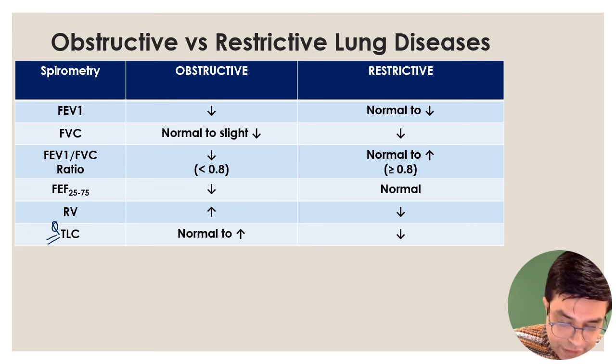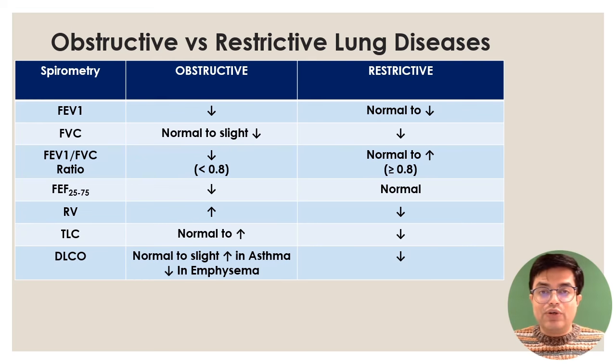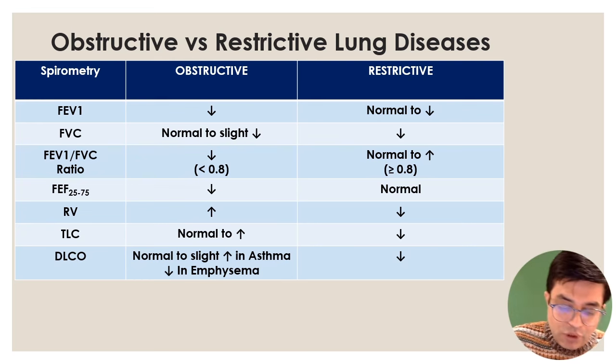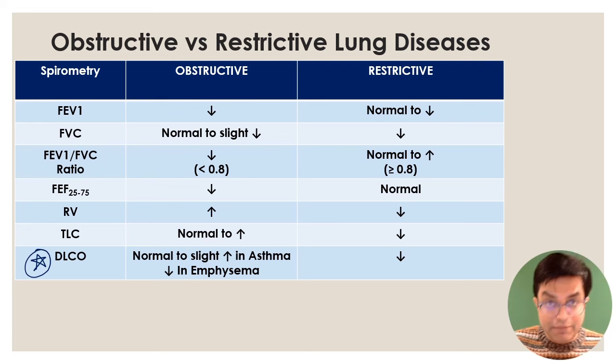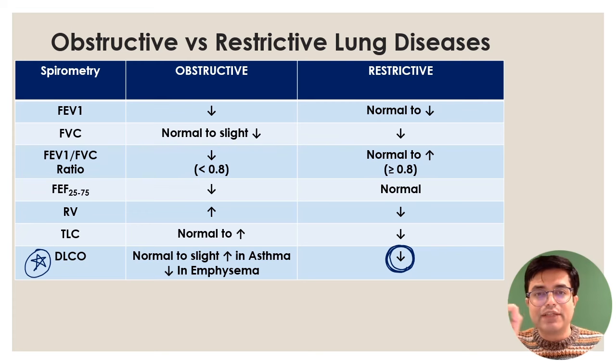Then we have DLCO, diffusion capacity of lung for carbon monoxide. It's very, very important and can be asked as a fresh question. What is the difference between obstructive and restrictive? In restrictive, it is always decreased. The diffusion capacity for carbon monoxide is always reduced because of fibrosis and decreased chest wall movement. In obstructive lung disease, it is normal to slightly increased in asthma, but it is reduced in emphysema.